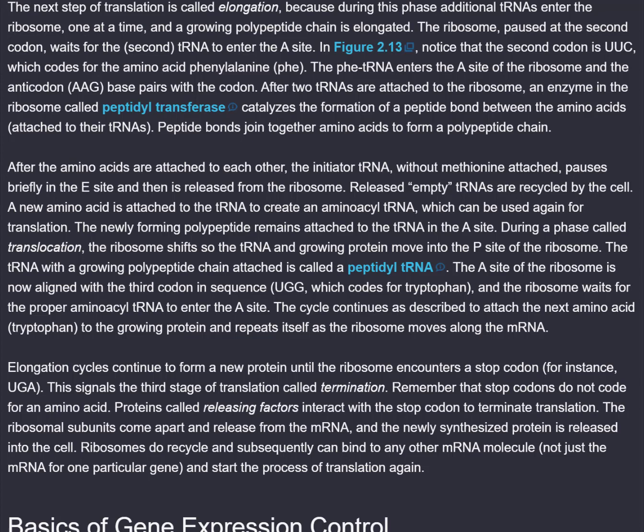The ribosome, paused at the second codon, waits for the second tRNA to enter the A site. In Figure 2.13, notice that the second codon is UUC, which codes for the amino acid phenylalanine, Phe. The Phe tRNA enters the A site of the ribosome and the anticodon, AAG, base pairs with the codon. After two tRNAs are attached to the ribosome, an enzyme in the ribosome called peptidyltransferase catalyzes the formation of a peptide bond between the amino acids, attached to their tRNAs. Peptide bonds join together amino acids to form a polypeptide chain.